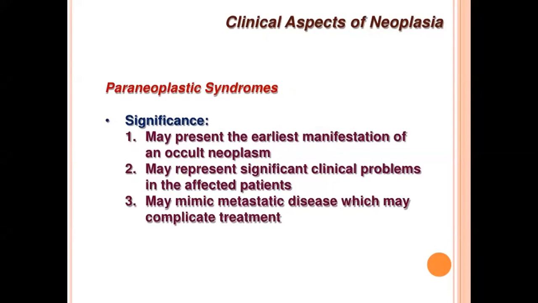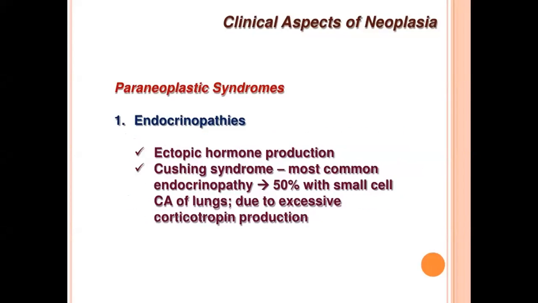What is the significance of paraneoplastic syndrome? These may present the earliest manifestations of an occult neoplasm. They may present significant clinical problems in the affected patients and may mimic metastatic disease, which may complicate the treatment.